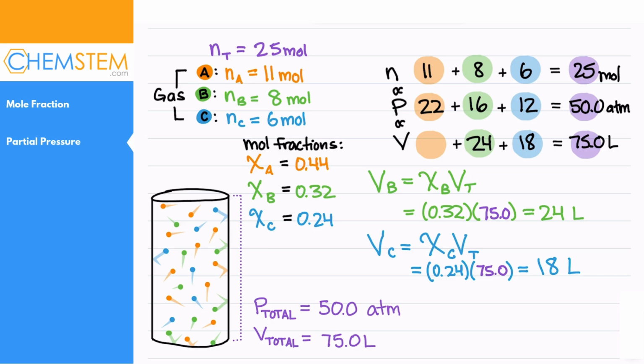of gas C. But we didn't calculate the partial volume of gas A using this equation. You certainly could. It would just be multiplying the mole fraction for A by the total volume. But since we know that these all add up, you can also just subtract. So if I do 75 minus 18 minus 24, that would allow me to fill in the gap here. And that's going to be 33 liters.